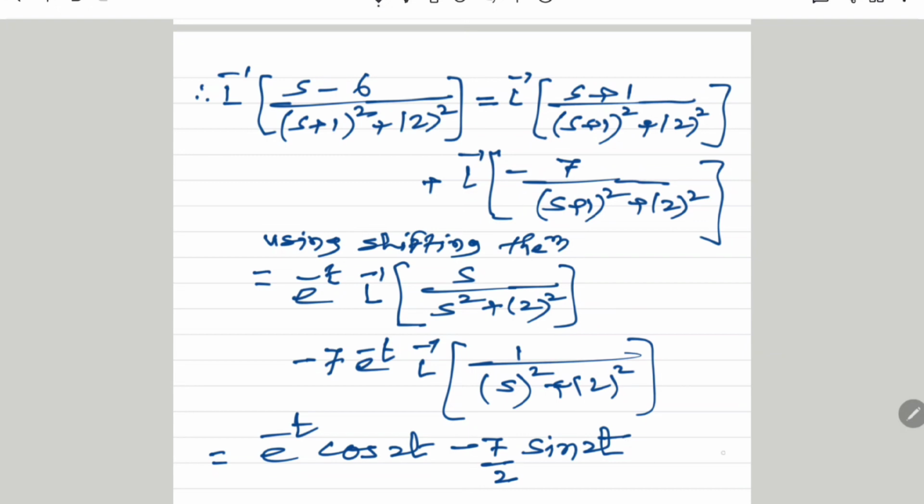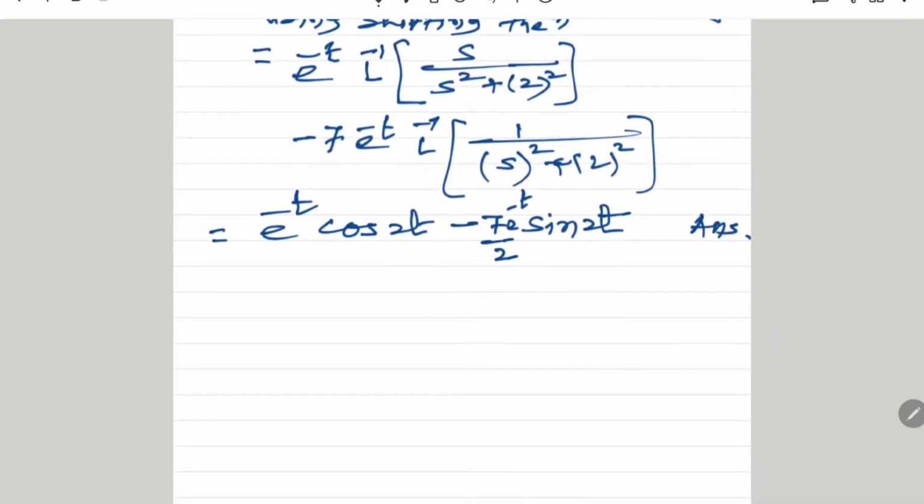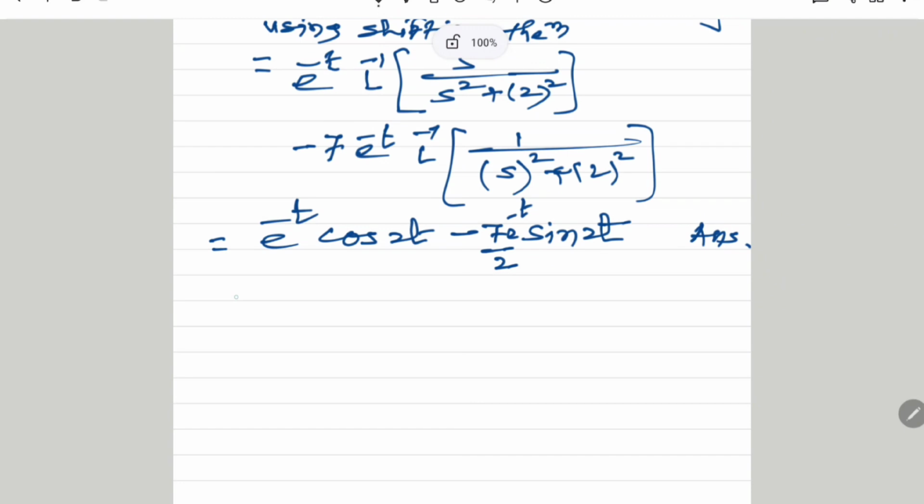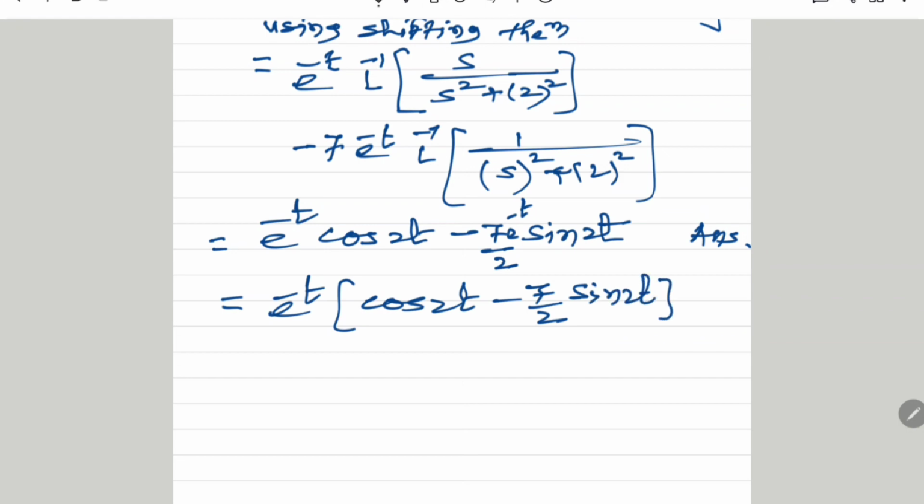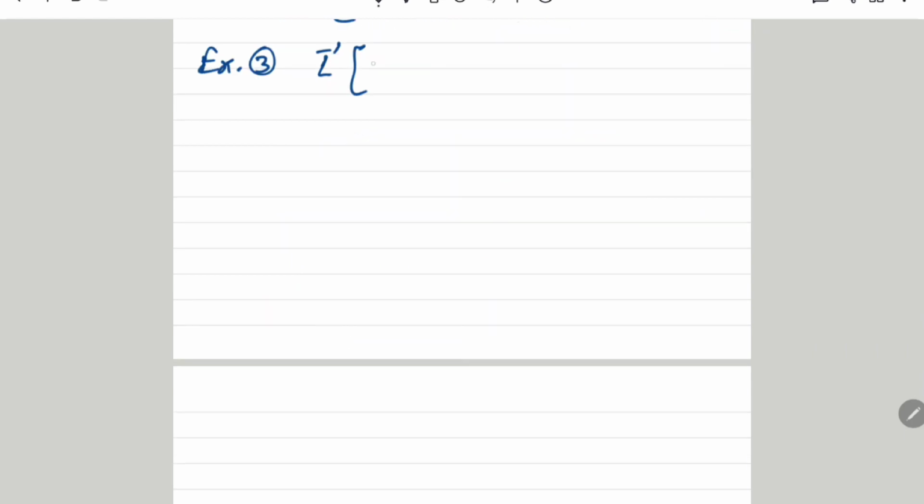sine of 2t is the required answer into e raised to minus t. Therefore, the final answer, we can take e raised to minus t as common. Remaining terms are cos 2t minus 7 by 2 sine of 2t, as the required answer.